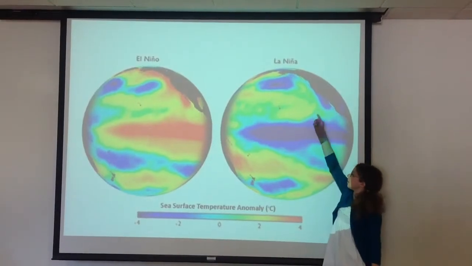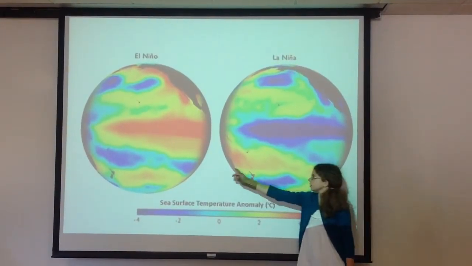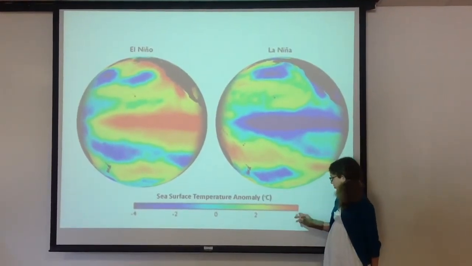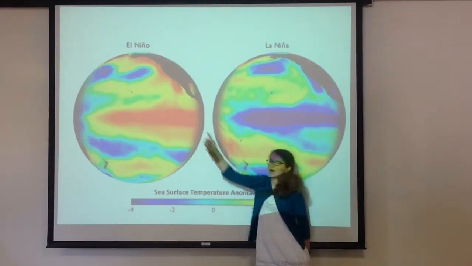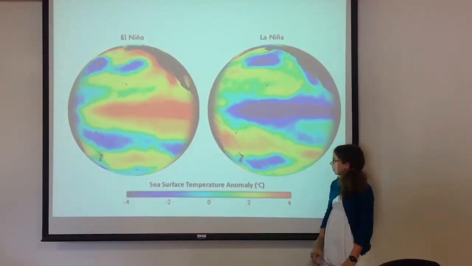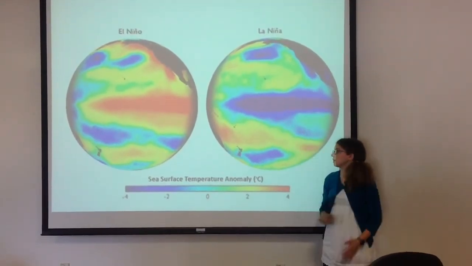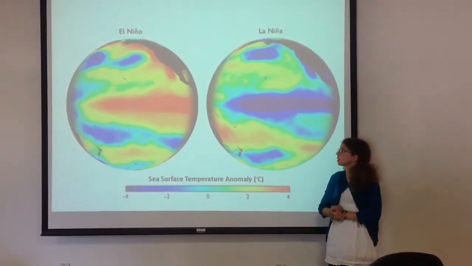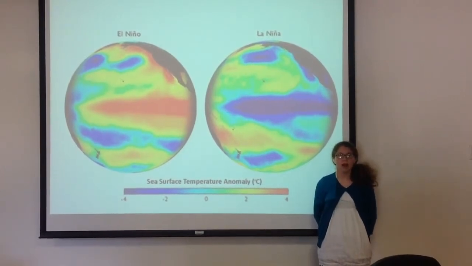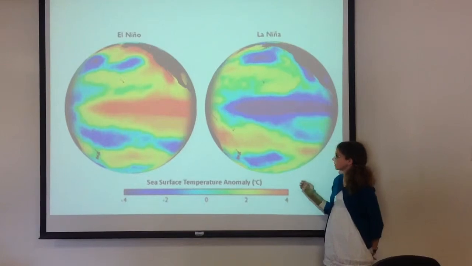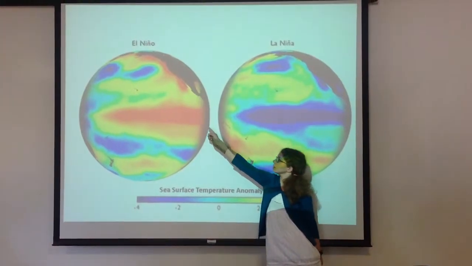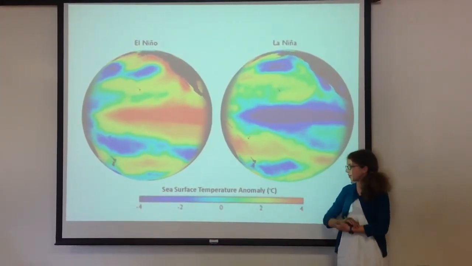Map of the Pacific Ocean. Here you can see the U.S. and here you can see Australia. So it's a sea surface temperature map, and the really red area over here means it goes up by 4 degrees Celsius, and the blue area over here and here means that it goes down by 4 degrees Celsius. So this is what a La Niña looks like. It's the opposite of an El Niño, and that means that the surface temperature of the ocean goes down, and this is what an El Niño looks like, and the surface temperature of the ocean goes up.